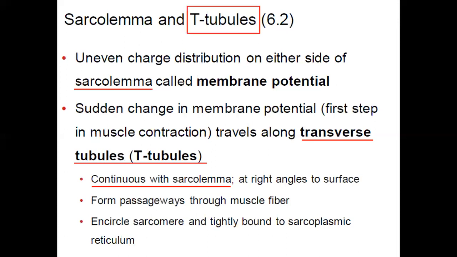These T tubules are called transverse tubules, and they are basically infolds of the cell membrane. So they're continuous with the sarcolemma. They are part of the cell membrane that folds in on itself and creates a right angle. That allows a passageway from the surface of the cell down into the muscle cell so that the electrical signal that's making its way through the cell can get down into the deeper parts of the cell. We'll talk about why that's important later. So hang on to that for right now.